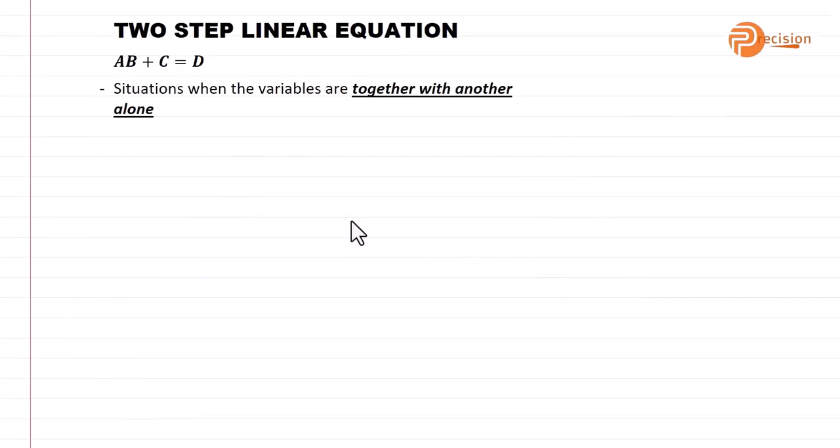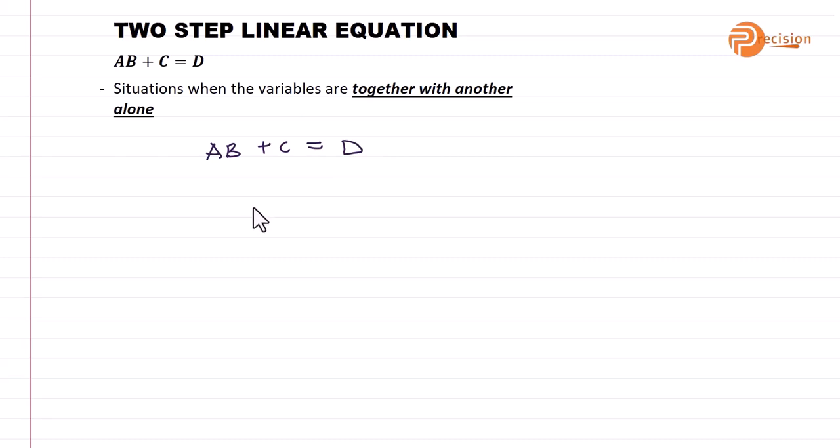Okay, two-step linear equation. Now we have a situation when the variables are together and also alone. So we have them combined this time around, and it's not difficult. So we have a, b plus c is equal to d. If you look at this point, you notice that a and b are combined, and then c is standing alone, and d is also standing alone.